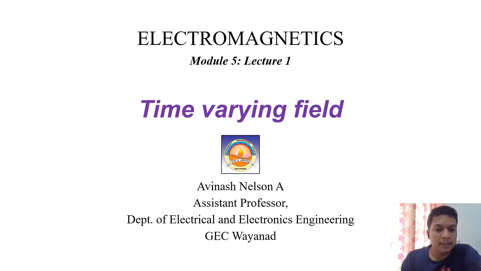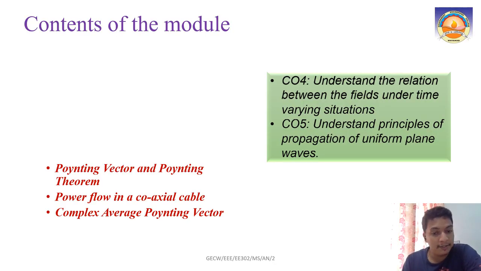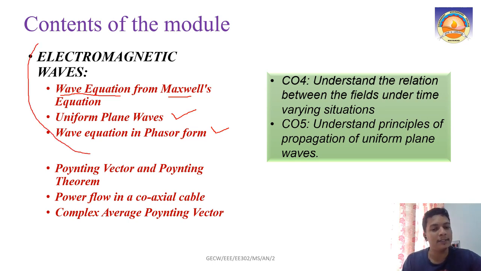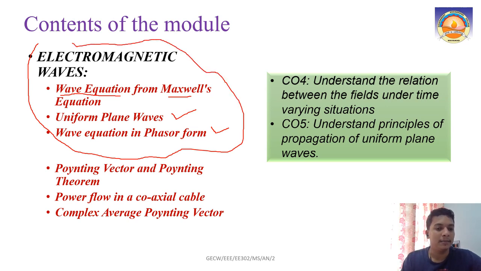Okay, so till last class we have seen about different conditions, and in module 4... this module, what it covers is like this. Basically it is about electromagnetic waves. So first we will be deriving our electromagnetic wave equation from the Maxwell's equation. Then we will see what is uniform plane wave. We will also derive wave equation in phasor form. So we are starting to formulate electromagnetic waves. That is our first part of this module.